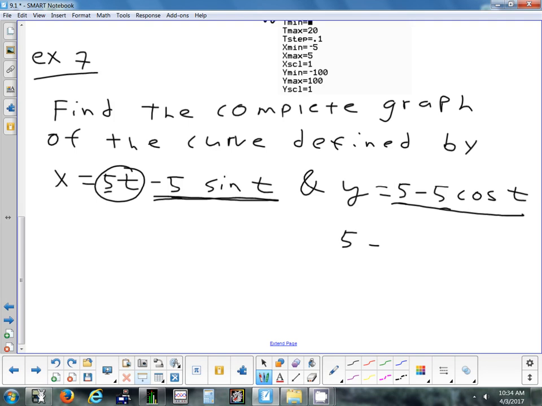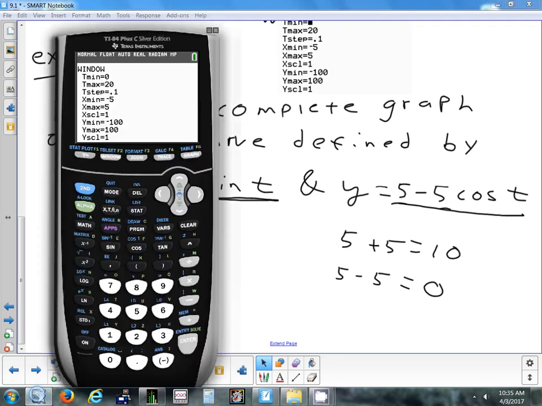What's the smallest cosine could be? Negative 1, and what's -1 times -5? 5. So my y values could hit 10. And then what's the biggest cosine could be? What's 1 times -5? So my y values are going to repeat. They're only going to go from 0 to 10, 0 to 10. They're going to keep going 0 to 10. But the x values are going to grow forever. So let's see what that looks like.